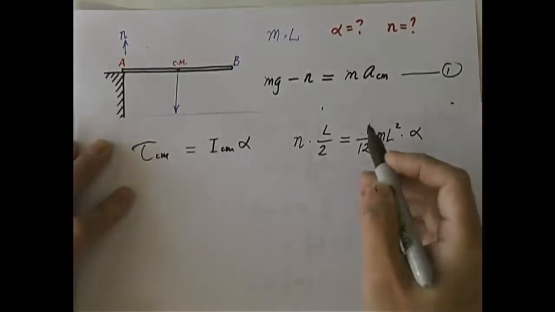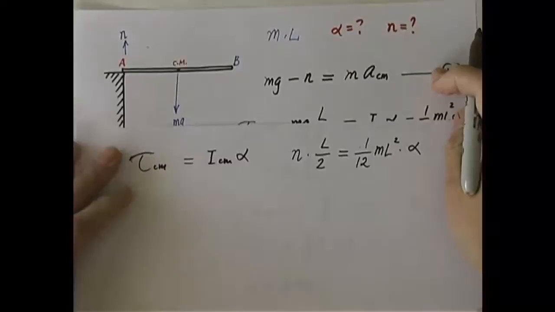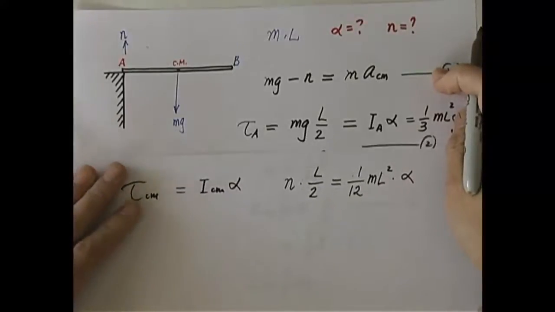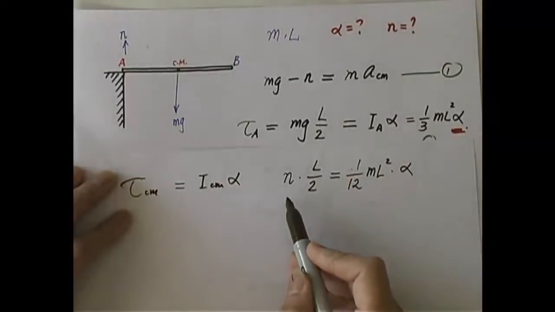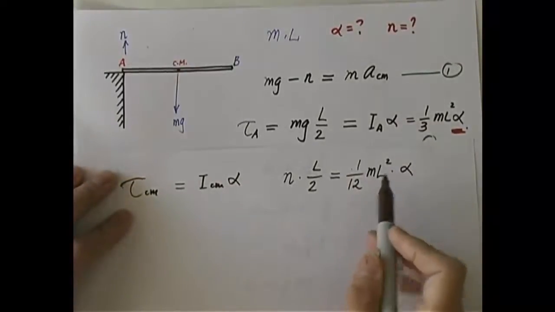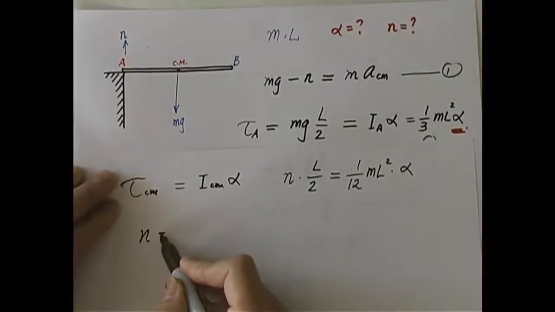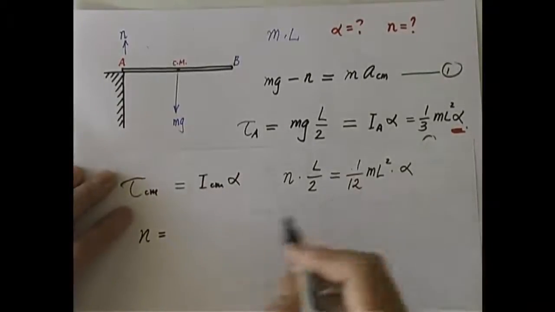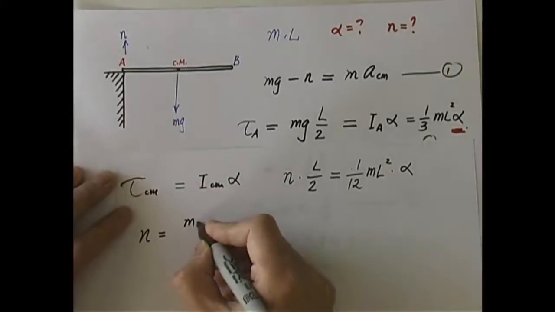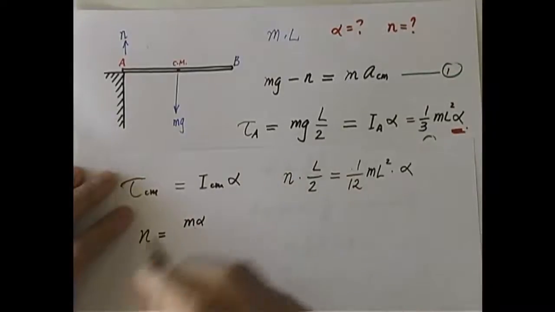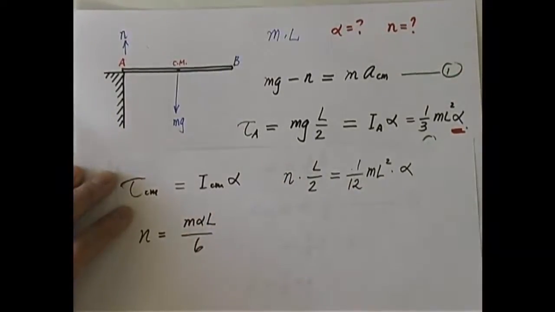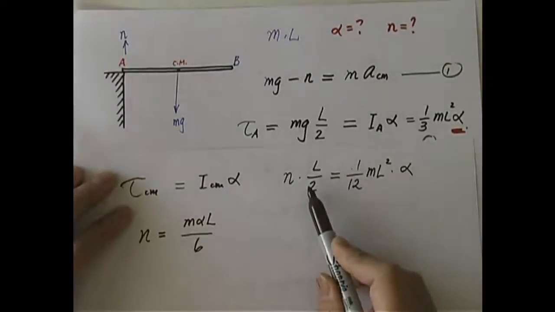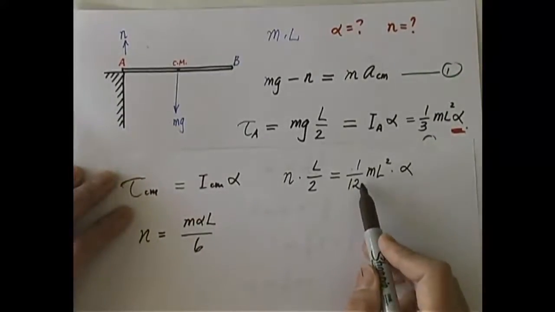Okay, you can find a formula for alpha now, or you can just get rid of n if you prefer. So we can solve for n. What's n equal to? n equals m alpha L over 6. Okay, m L alpha over 6.